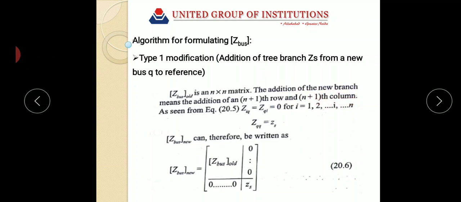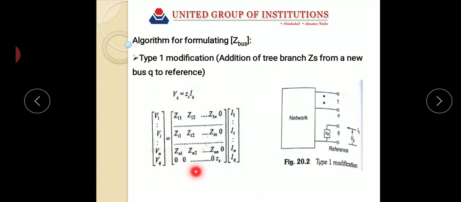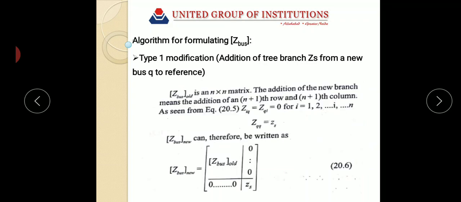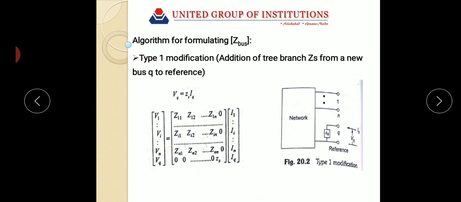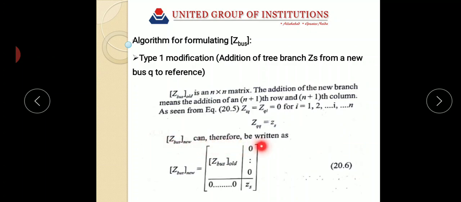One row is added and one column is added. As seen from equation number 20.5, ZiQ equal to ZQi, and this is equal to 0 for i equal to 1 up to n, and ZQQ equal to Zs. In the last equation, this is Zs. So Z bus new can therefore be written as Z bus old, and 1 row and 1 column.